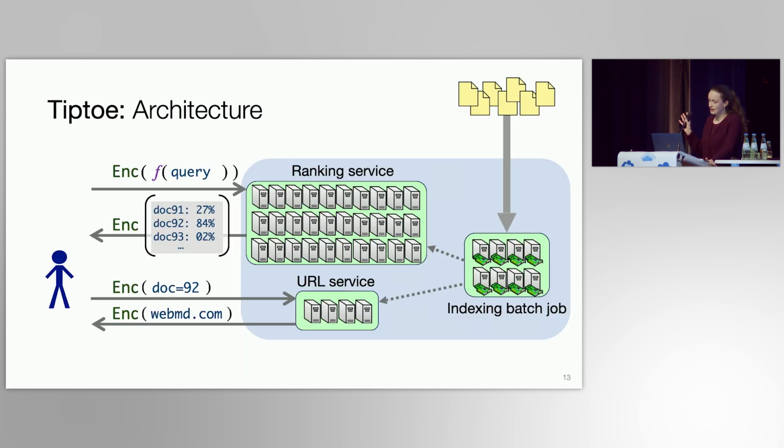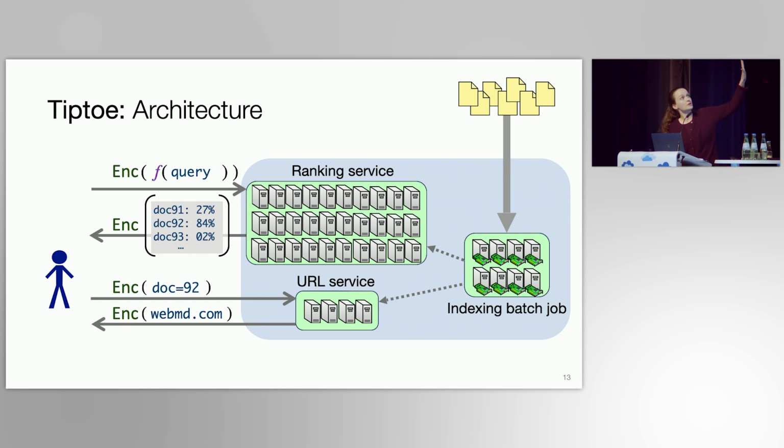So at a high level, our Tiptoe deployment consists of 3 components. First, we have a set of indexing batch jobs that takes as input some corpus of documents and then produces the data structures that we're going to need for private search. And then we have 2 client-facing services.